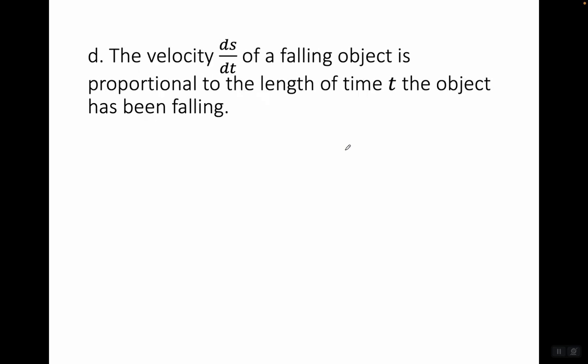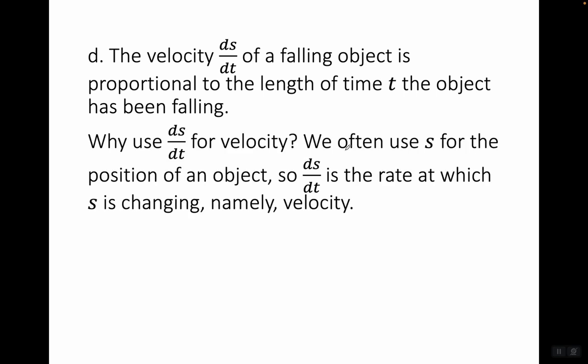The velocity ds/dt of a falling object is proportional to the length of the time t the object has been falling. First, why use ds/dt for velocity? Where does that s come from? We often use s for the position of the objects. So ds/dt is the rate at which s, the position, is changing, namely velocity. That's what velocity is, the rate at which position is changing. Okay, so we end up with ds/dt equals k times t. So the velocity is proportional to the length of the time the object has been falling. ds/dt equals k times t.